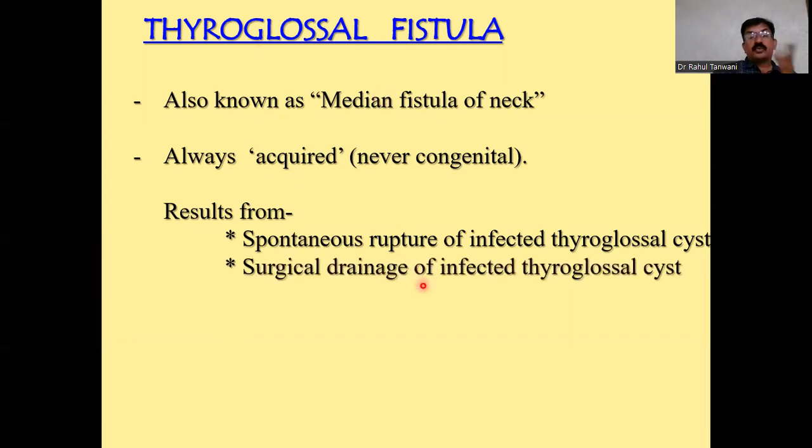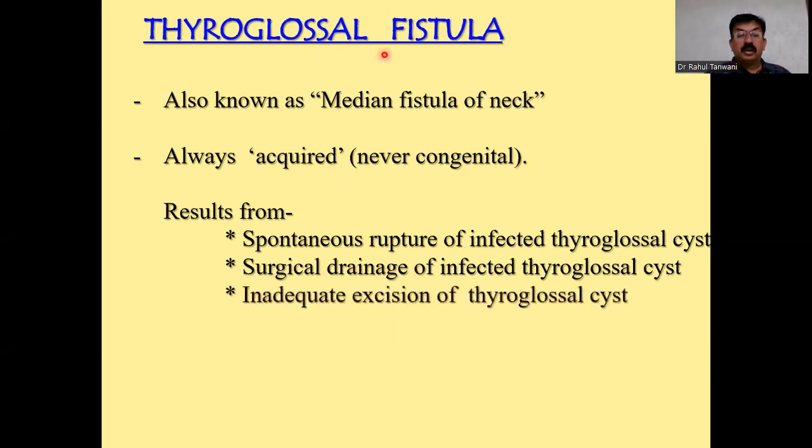Number two, surgical drainage. I told you just 2 minutes ago, if it is an infected cyst, treat it with antibiotics. Don't put your knife on that. Don't treat it like an abscess, because if you drain the pus, it will lead to a thyroglossal fistula. And yes, last but not least, if you have not excised it completely. Suppose you remove the cyst and a part of it is left behind, it will lead to a thyroglossal fistula.